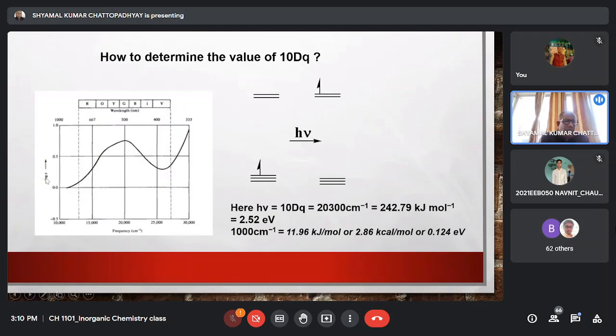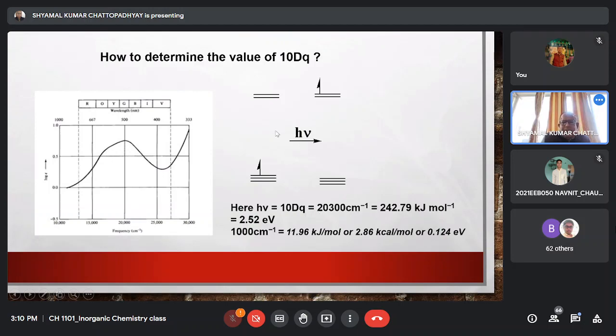So you have taken the log of the molar extinction coefficient, and it gives a peak at around 500 nanometer, right? The top bar is in nanometer, and the bottom line is in centimeter inverse. So it corresponds to 20,300 centimeter inverse. Besides this there is another small peak here, but for the time being we are neglecting it. So the main band is around 20,300 centimeter inverse.